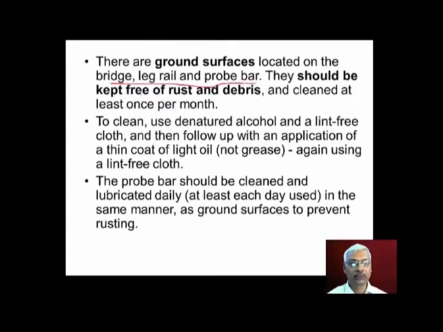These should be kept free of rust and debris, and they should be cleaned at least once in a month. To clean these surfaces, we should use denatured alcohol and a lint-free cloth, and then we should follow up with an application of a thin coat of light oil, again using a lint-free cloth. The probe bar should be cleaned and lubricated daily, at least each day that it is used, in the same manner as ground surfaces to prevent rusting.